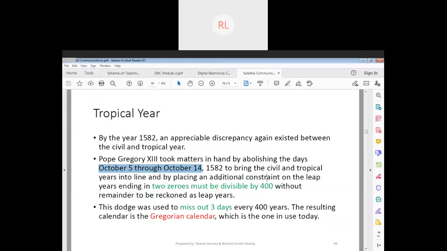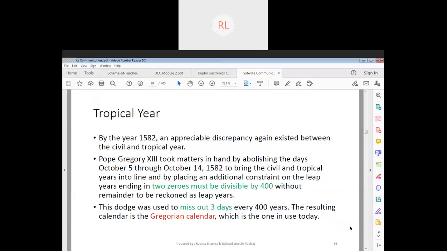So the Pope took this into his hands, and a major thing happened in October. He abolished the days between October 5 and October 14 in 1582. If you look at the calendar of the year 1582, you will not find October 5 to October 14. These days were abolished from the calendar, in order to rectify the discrepancy. So 5, 6, 7, 8, 9, 10, 11, 12, 13, 14: 10 days were eliminated in 1582.